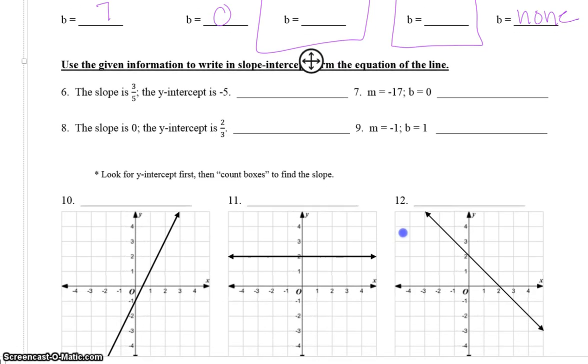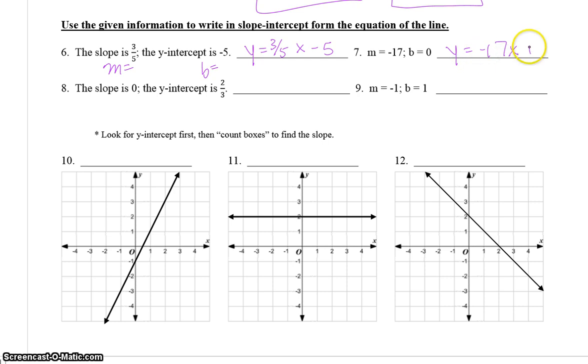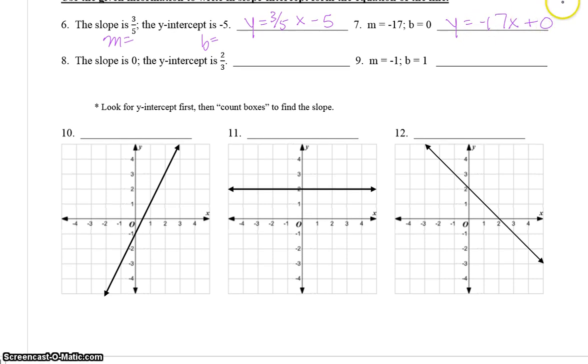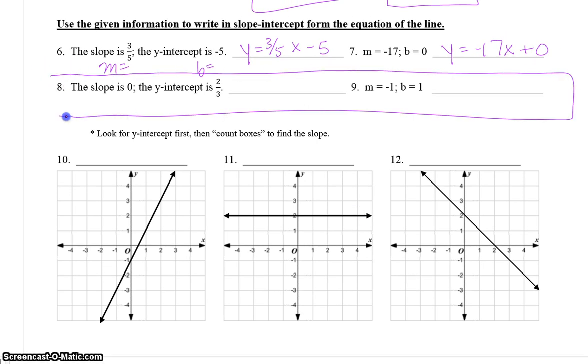Okay, so now we're going to go in the opposite direction. This time you are given a slope and a y-intercept, and you are going to write the equation of the line. So if this is your slope, this is m, and your y-intercept is negative 5, that's your b. So y equals 3/5 x minus 5. Okay, number 7, m is negative 17, so your slope is negative 17. Your y-intercept is 0, so y equals negative 17x plus 0. And if you don't put the plus 0 on there, that is perfectly okay. I would like you to try 8 and 9 for tomorrow, please.